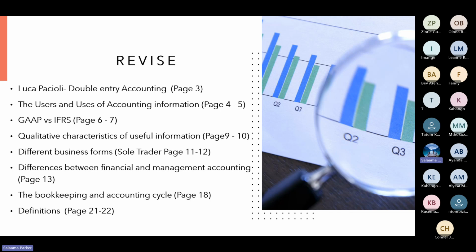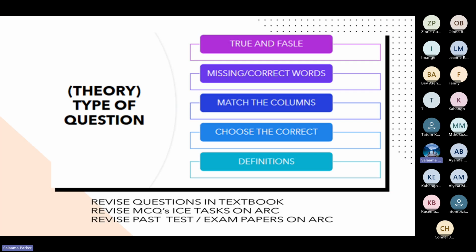Possible short questions could come up in the exams based on all your learning units, but more specifically learning unit 1. So what type of short questions am I referring to here? True and false, missing information, selecting the correct words, matching the columns, choosing the correct answer, or even just definitions. These could come up here.